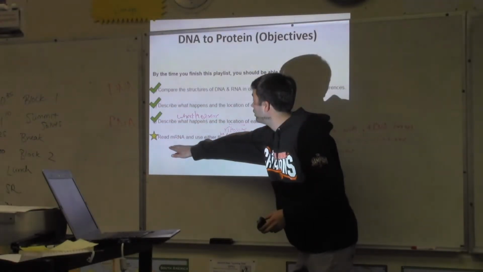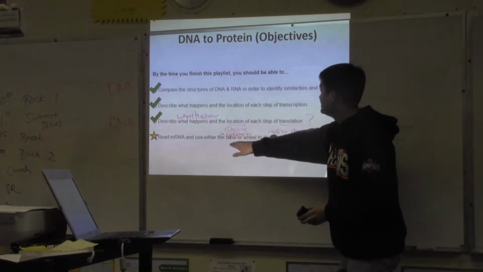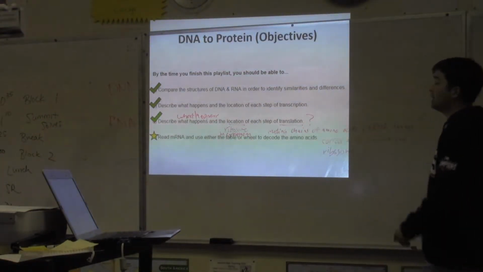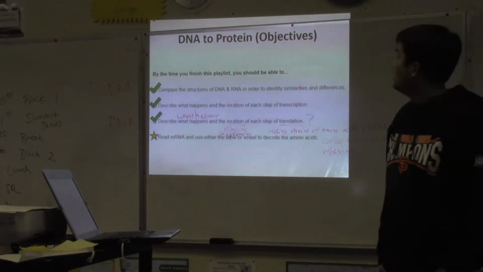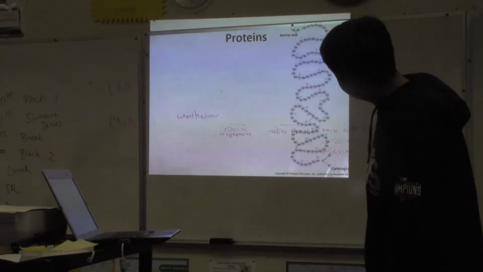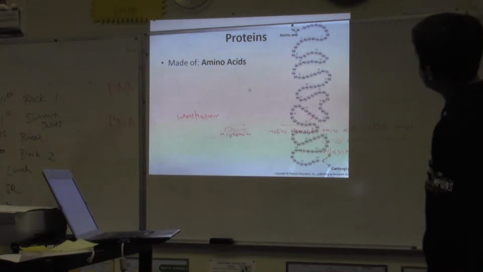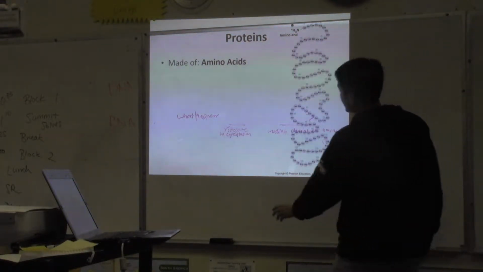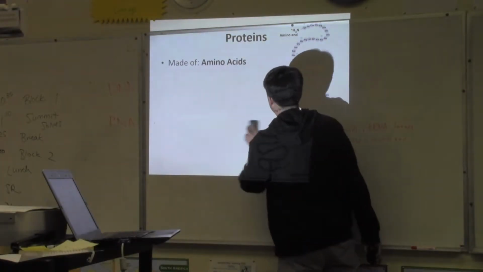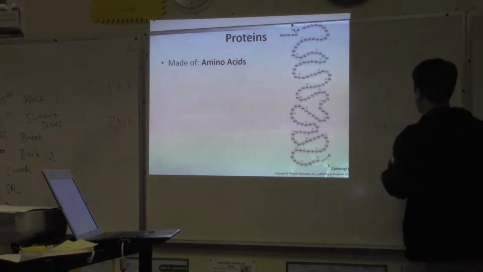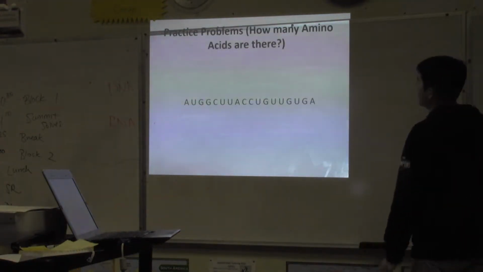Last objective. Read mRNA and use either the table or wheel to decode the amino acids. Okay? So now we're at the last part. We've already talked about how proteins are made of amino acids. Let's practice reading that table and decoding it.